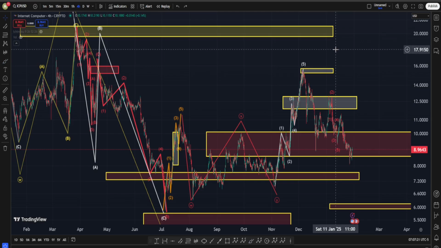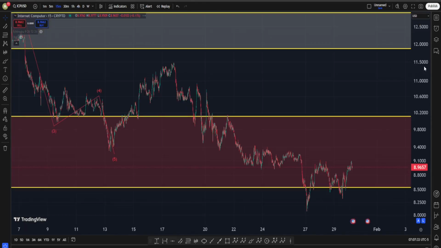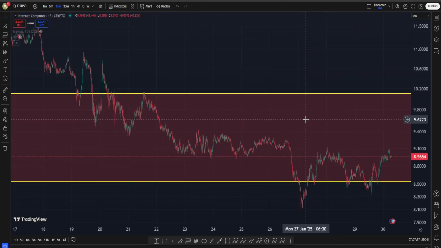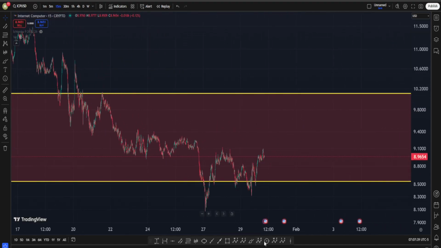Let's get on with our video and see what is going on in ICP. And let's go on some lower time frames and just dive in and see what is going on. So I still stand by what I said. I believe either we have actually reached our final bottom right in here, or we are extremely close to reaching our final bottom.